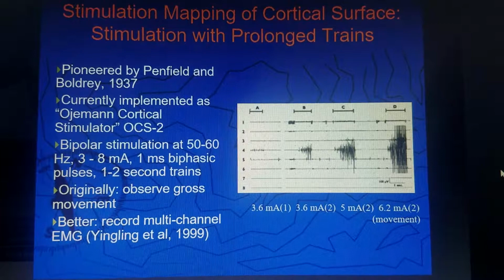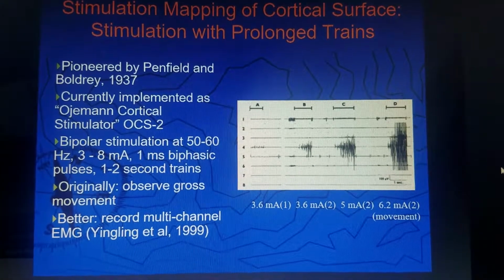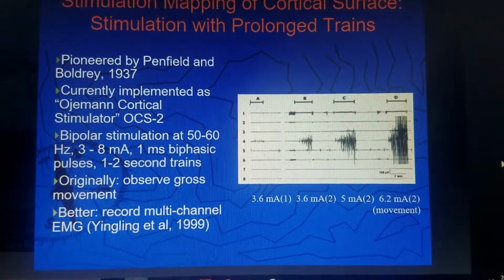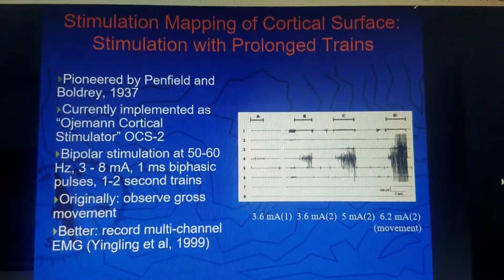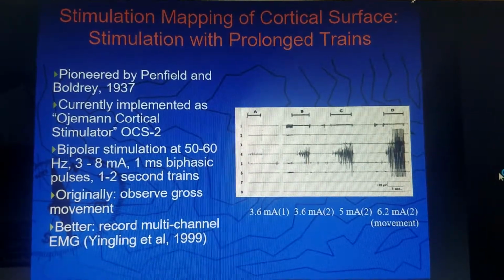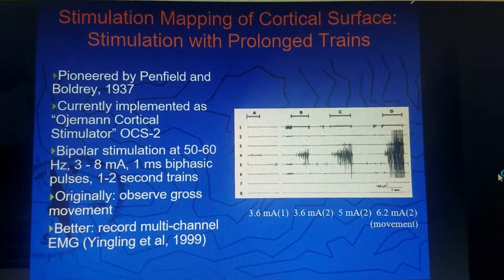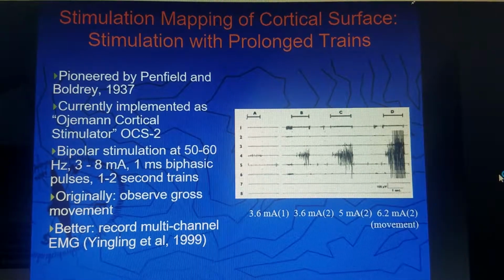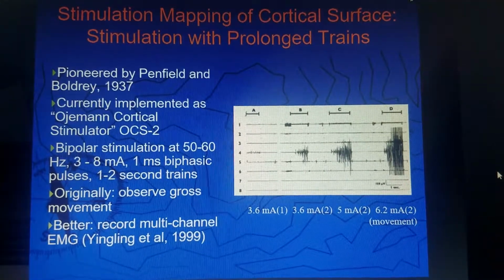We do it all with digital circuitry, and we have a thing called the Ojemann cortical stimulator, which emulates what comes out of the wall: 50 or 60 hertz. Typically we stimulate with a few milliamperes, 1 millisecond long pulses, at 50 hertz for 1 to 2 seconds. Penfield and Baldry just looked to see what moved.